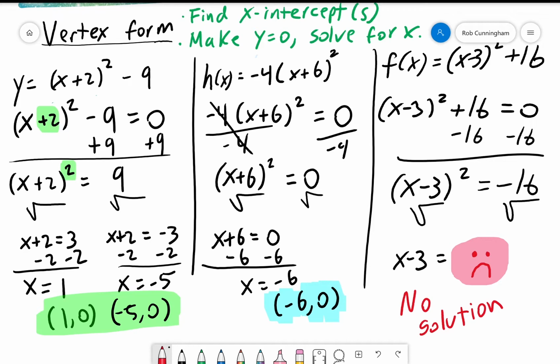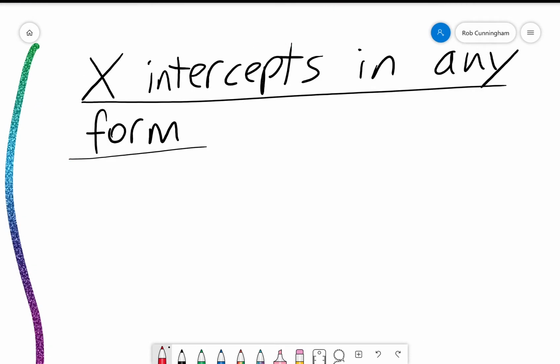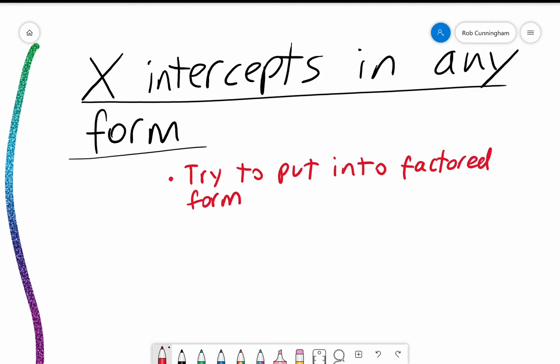All right, we're going to do a couple more examples, this time in standard form, and that'll be the end of the video. So we just showed that you can find x-intercepts in either factored form or vertex form. It's just somewhat easier to do in factored form. So if you are given a problem where you need to find the x-intercept of a quadratic that is not in factored or vertex form, it is probably best to try to put the quadratic into factored form, since that is the easiest way to get those x-intercepts.